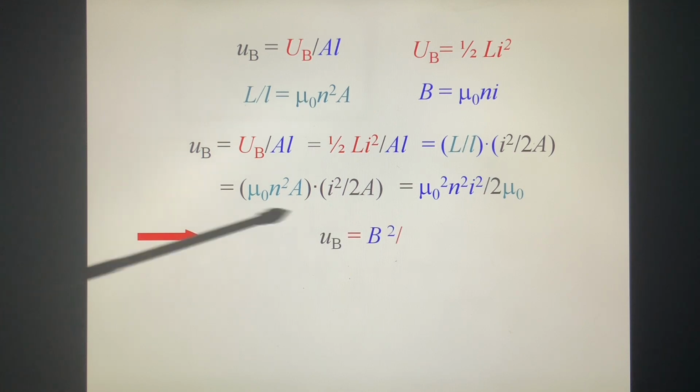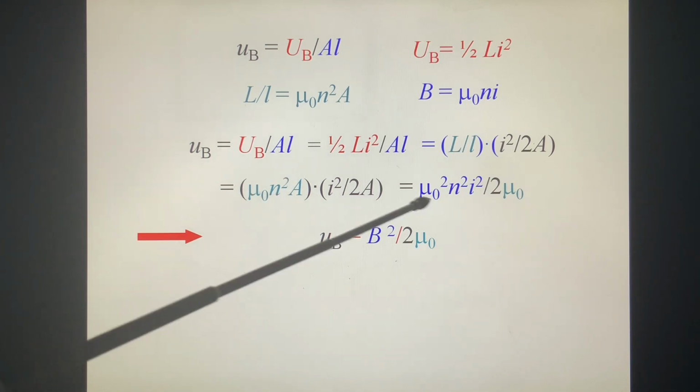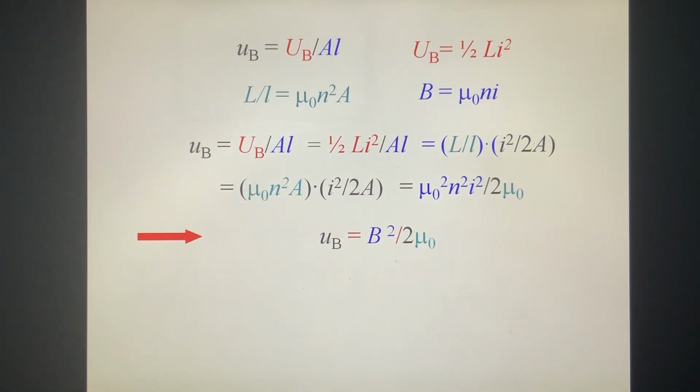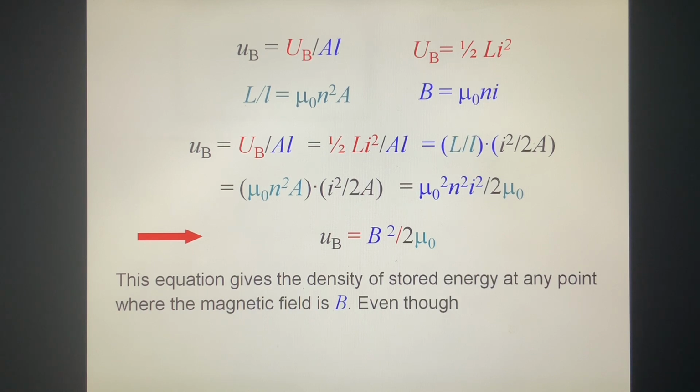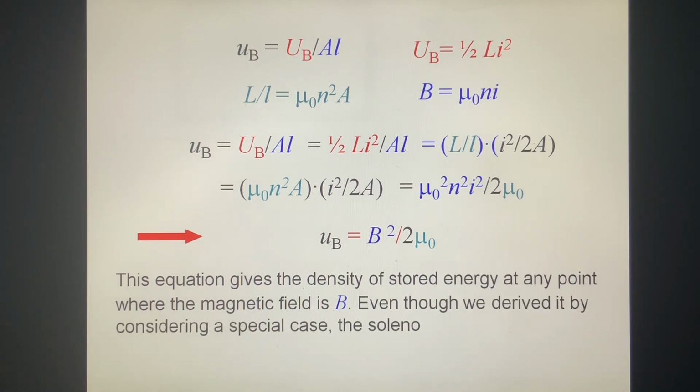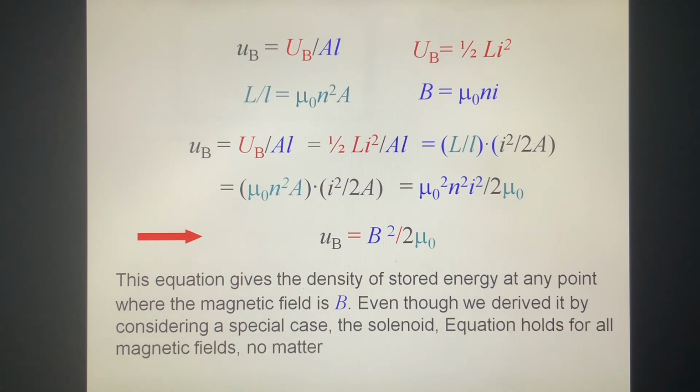So we get U_B, the magnetic energy density, equal to B squared over 2 mu 0. This is a formula you have to remember. This equation gives the density of the stored energy at any point where the magnetic field is B. Even though we derived it by considering a special case, the solenoid, the equation holds for all magnetic fields, no matter how they are generated.